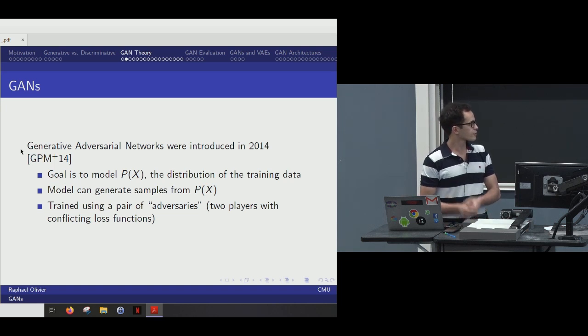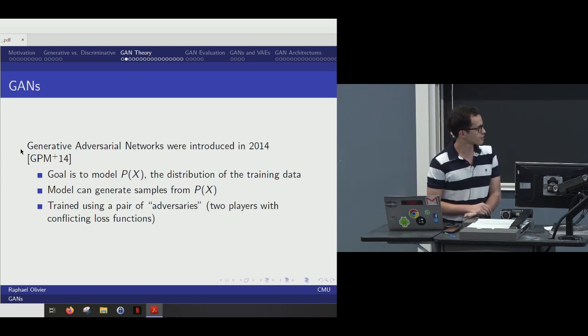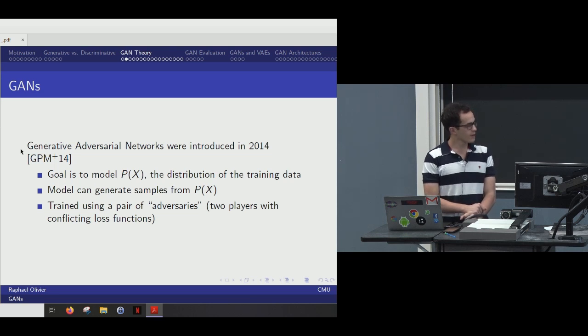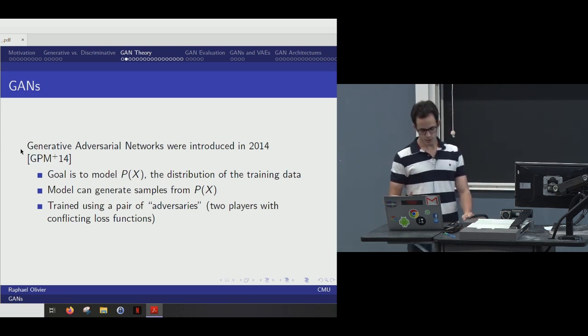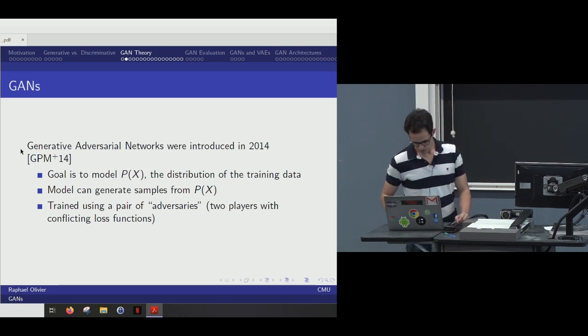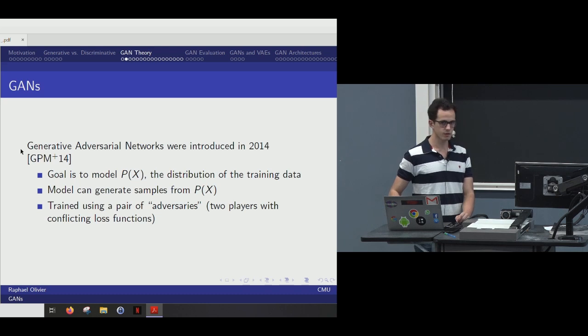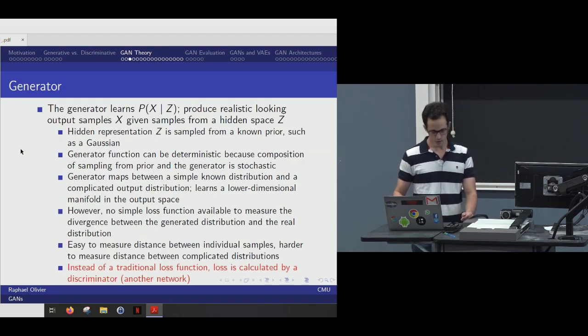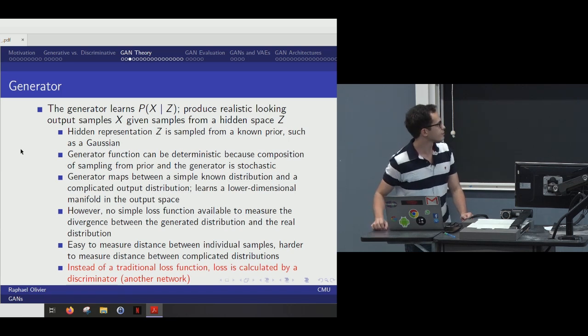Generative adversarial networks were introduced in 2014. The way they generate samples from a distribution P of X is to train not one network to generate things, but two networks that are called adversaries. They're called adversaries because their objectives are conflicting. So we're going to spend some time going over that. There's going to be a bit of text in the next slides.